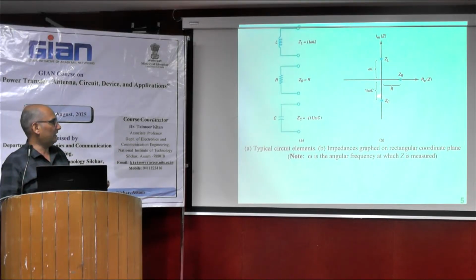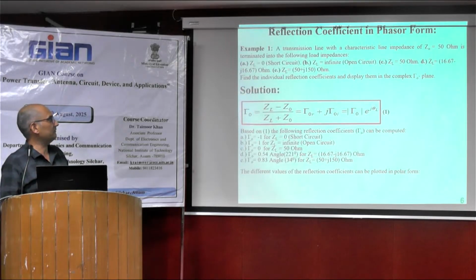Then ultimately we need to take the reference of this concept for plotting. A transmission line with characteristic impedance 50 ohm is terminated into the following load impedances: short circuit, open circuit which is infinite, 50 ohm, Z_L as a complex value 16.67 minus j 16.67, then Z_L equal to some different value, 50 plus j 150 or something.